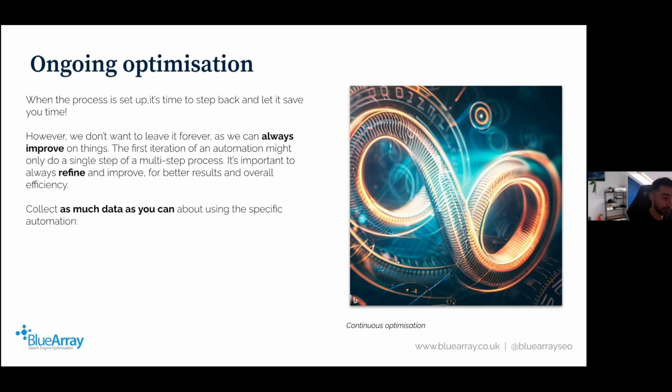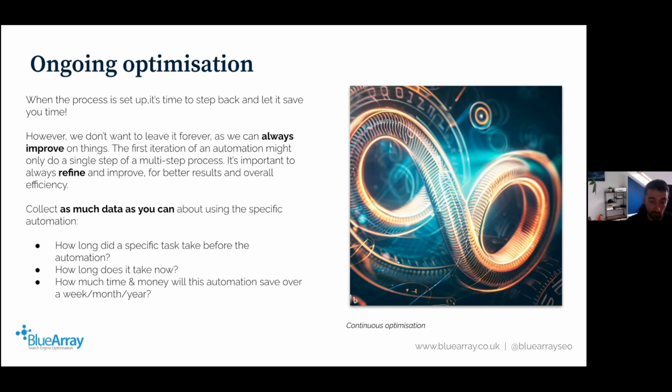In addition to that, collect as much data as you can about using that specific automation. So how long did that specific task take before the automation? How long did keyword research take you, or the specific kind of task or specific step of this task? How long did that take you? How long does it take now? Does it take longer? Ideally, it shouldn't, because the whole point of automation is that it does it automatically and you don't have to spend as much time on it.